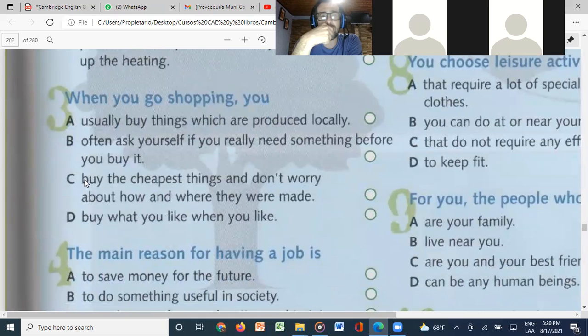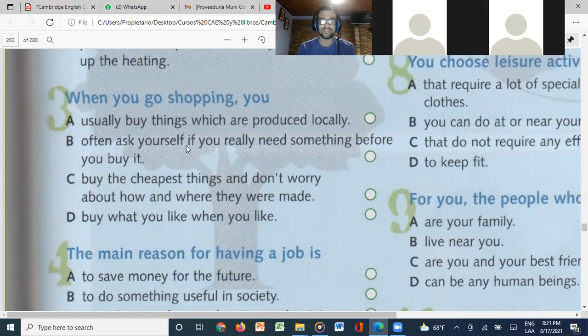David, when you go shopping, you usually buy things which are produced locally, or often ask yourself if you really need something before you buy it, or buy the cheapest things and don't worry about how and where they were made, or buy what you like when you like. I think that the B is my answer. I often ask myself if I really need something. Okay, very, very interesting, David.